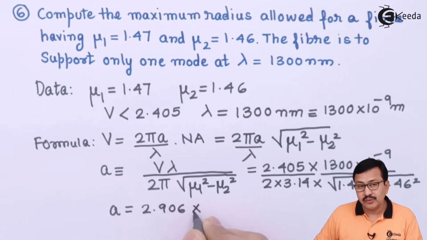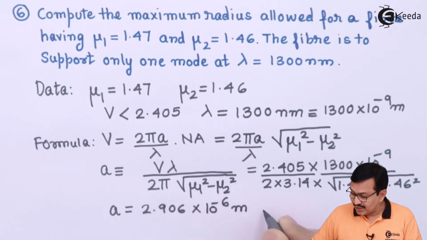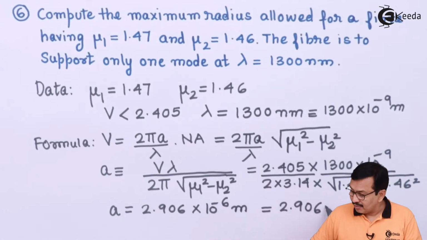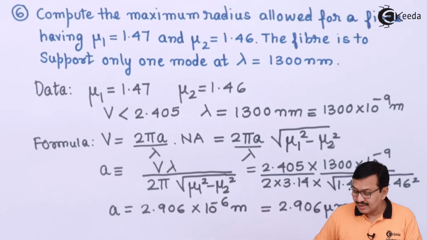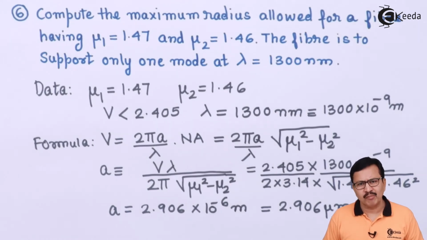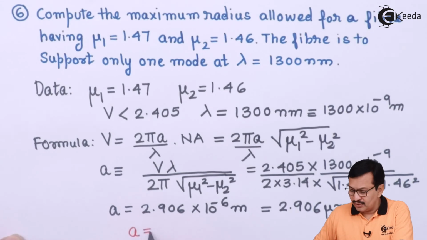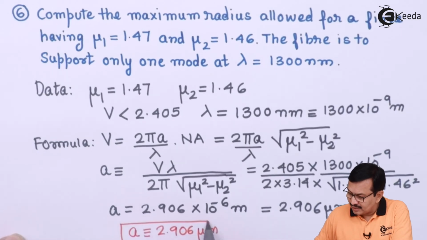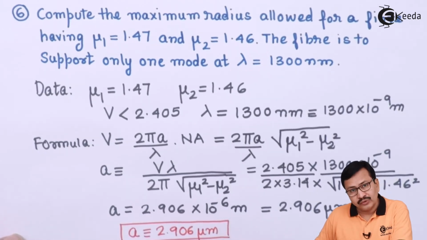2.906 into 10 raised to minus 6 meters, which is actually 2.906 micrometer. Hence, the required value of the radius for the optical fiber is A equal to 2.906 micrometers, or 2.906 microns.